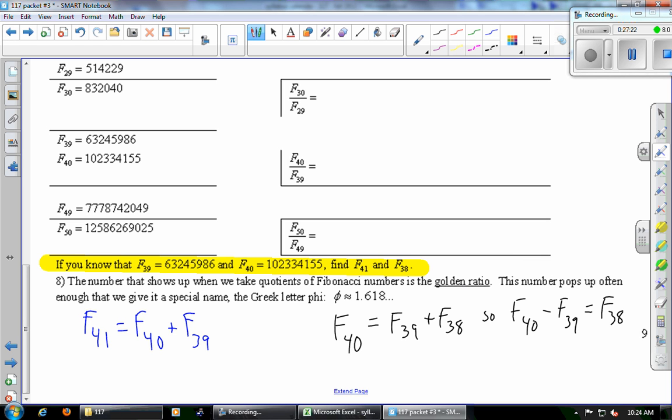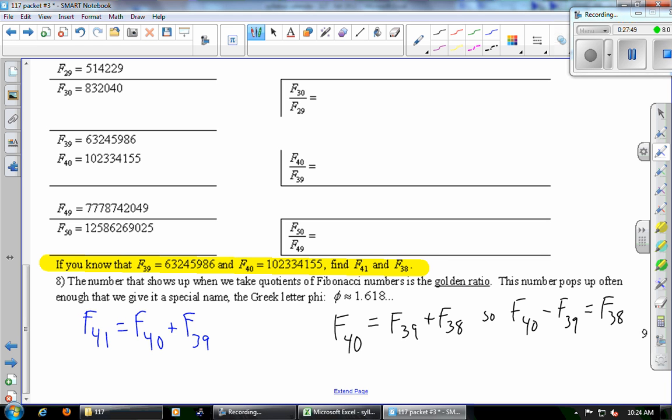Okay, let's go to number 8. This number pops up often enough that we give it a special name, a letter. Okay, so here's the symbol. It's phi, and it is about 1.618, and then it goes on just like you guys wrote down.